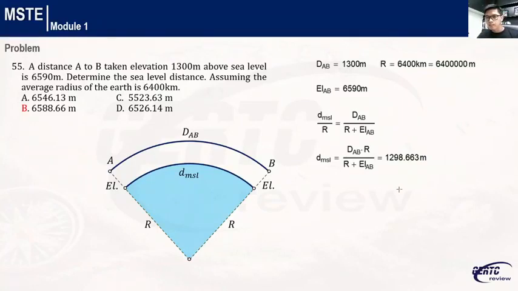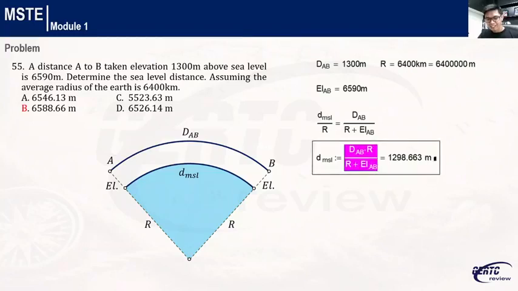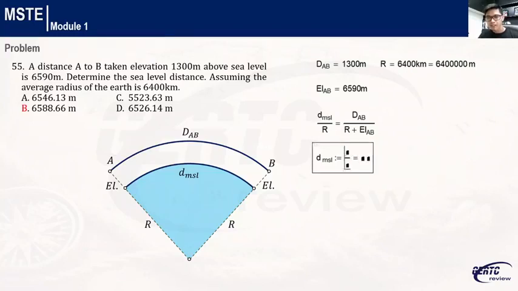Okay. Distance AB is 1,300. Kaya lang, ha? Nagamitan daw natin ng correct, no? Distance AB is 1,300. Ang R natin 6,400. 1, 2, 3 over plus the elevation is 6,590.